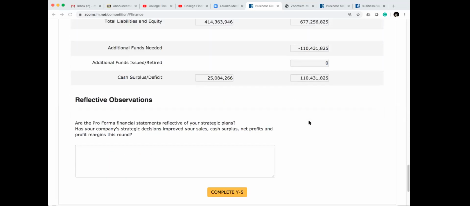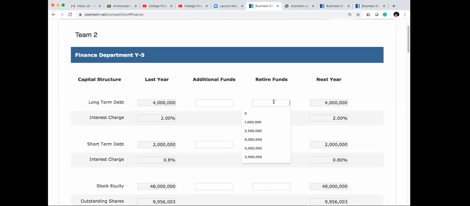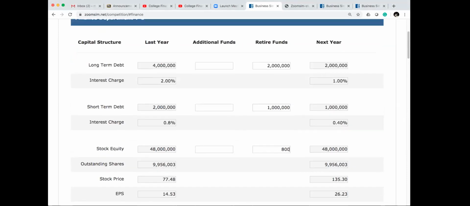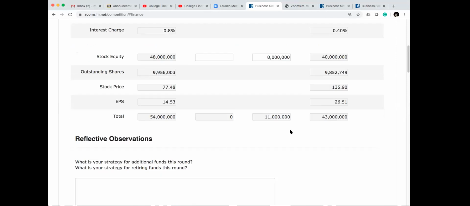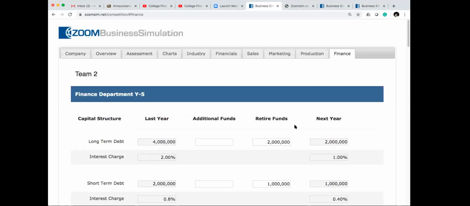Let's just see here. If I have enough money, I'm going to retire some of my debt. I don't have that much left. And then buy back some stock. Okay. So that's basically how I would run through year 5 in a very quick outlook.